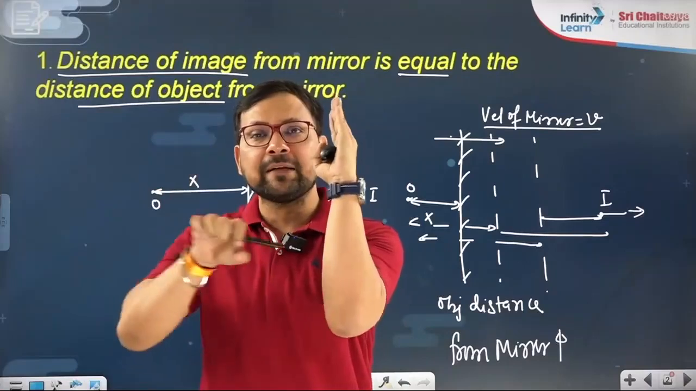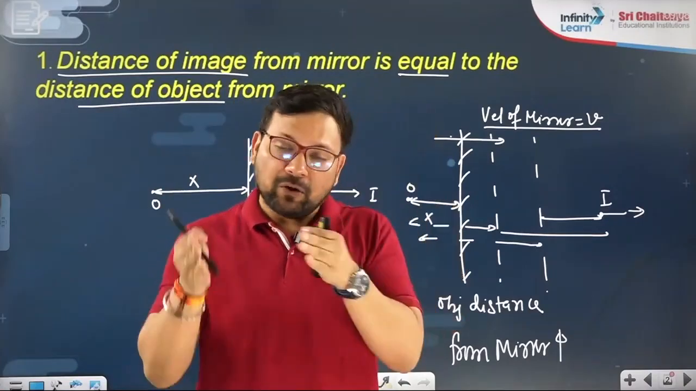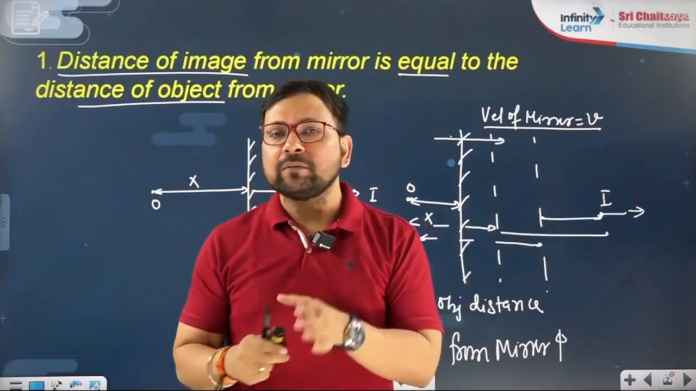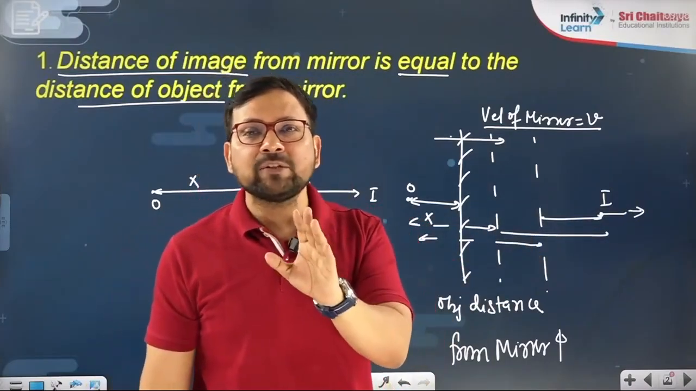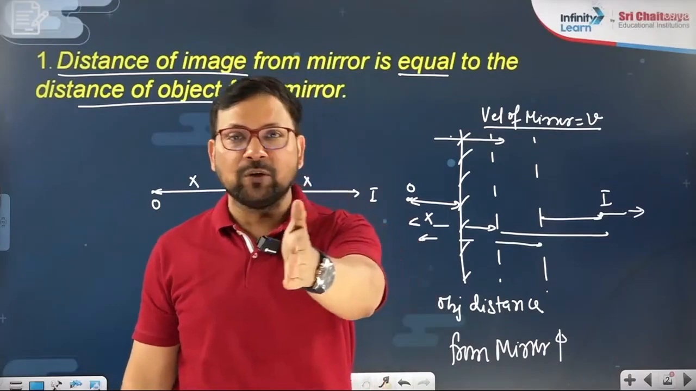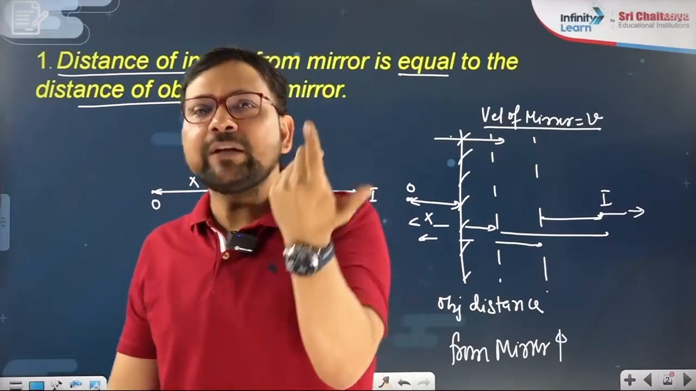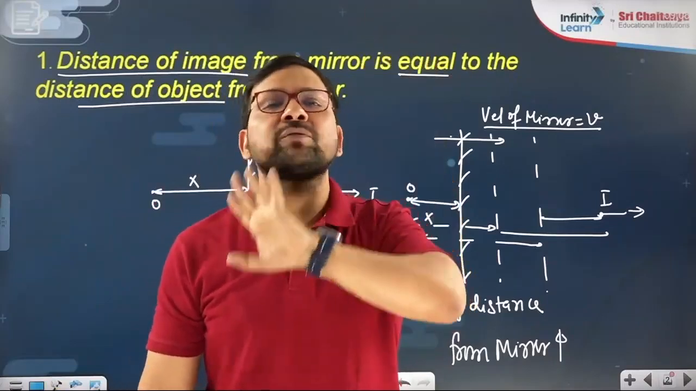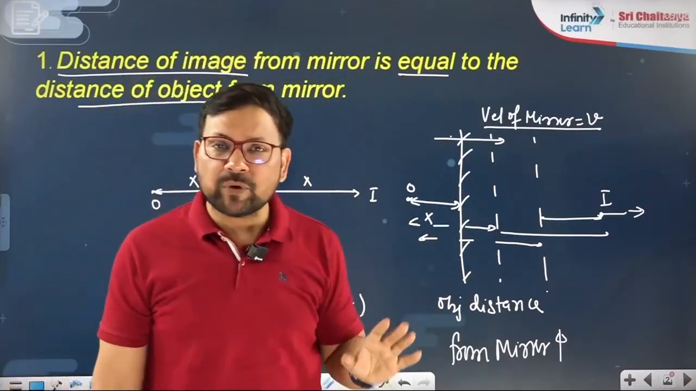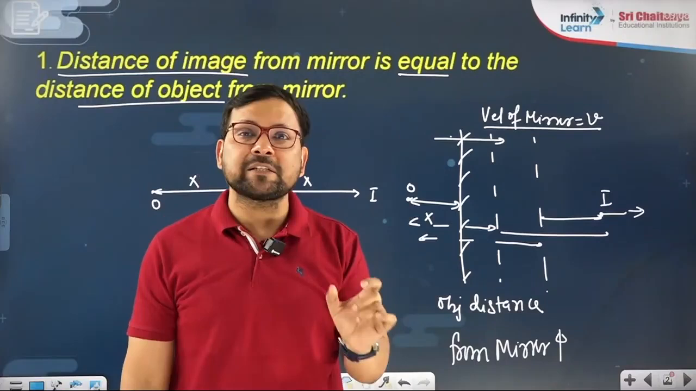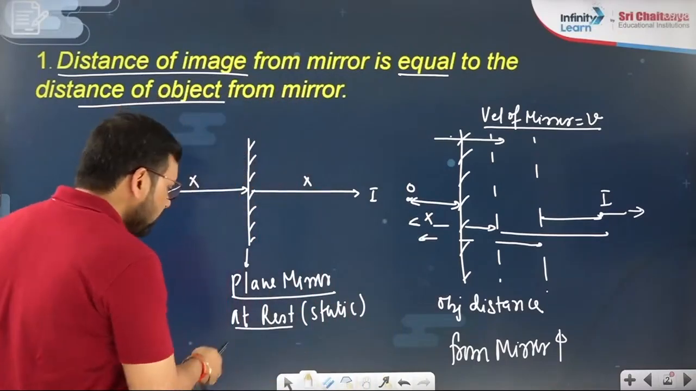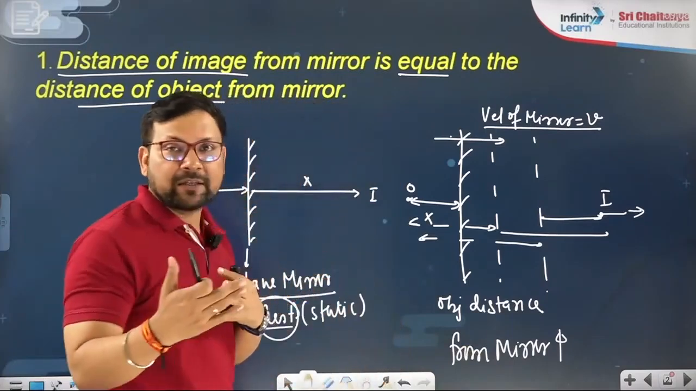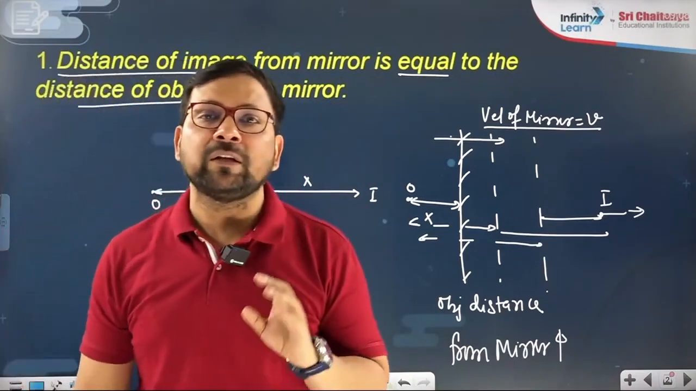If your mirror is static, the distances are the same. If your mirror is moving and the object distance is increasing, the image distance will always increase. All of you, try placing yourself in front of a plane mirror in your house and go towards the mirror. When you are going towards the mirror, your distance from the mirror is decreasing, so your image distance will also decrease. So in any case, whether your plane mirror is at rest or moving, the object and image distances will not change.